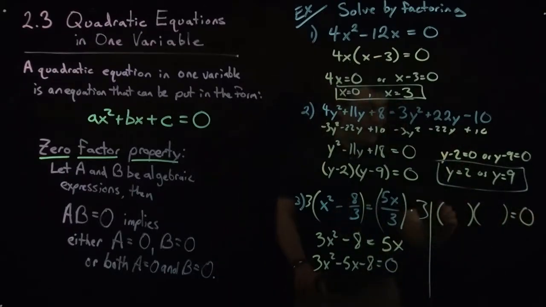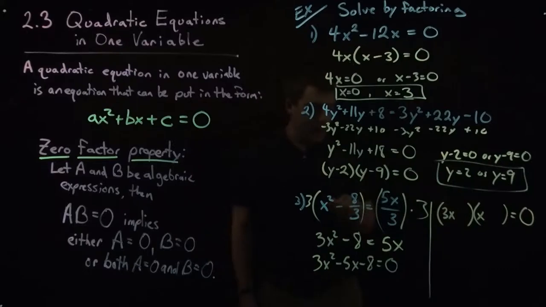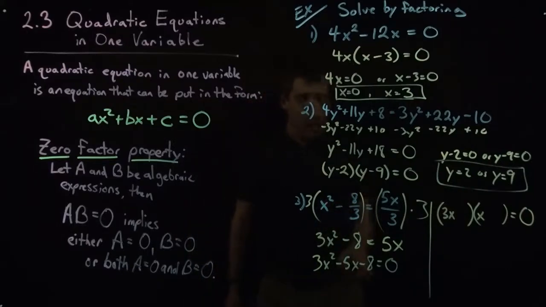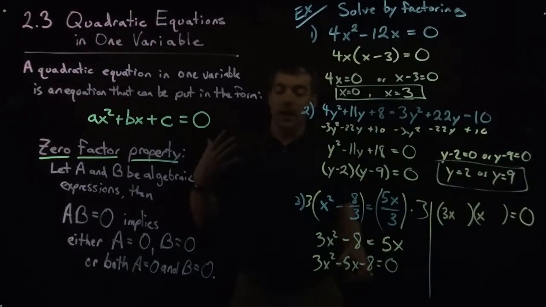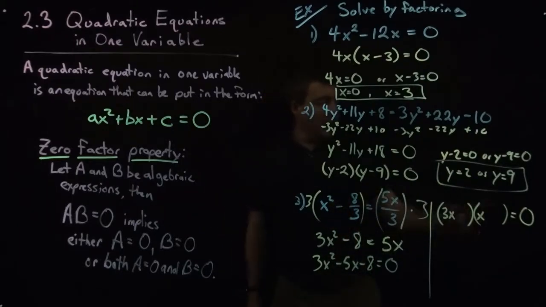So the first term here is chosen for us. We must have 3x and then an x. All right, now the last term here is 8. So 8, we've got, let's see, 1 and 8. We have 2 and 4, and that's pretty much it. So 1 and 8 and 2 and 4, we'll try those.